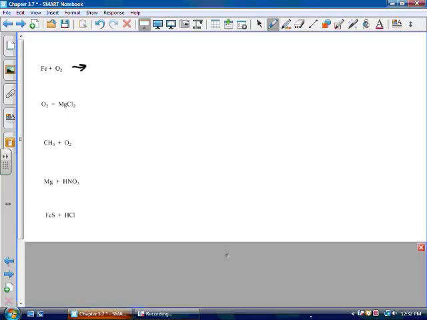In our first example, we have iron reacting with oxygen. My first thing I have to do is identify what kind of reaction that is. Well, since I see 2 elements reacting together, I know I have a combination. What happens in a combination is those 2 things combine to make one thing. So I know I'm going to take iron and oxygen and combine them into one compound.